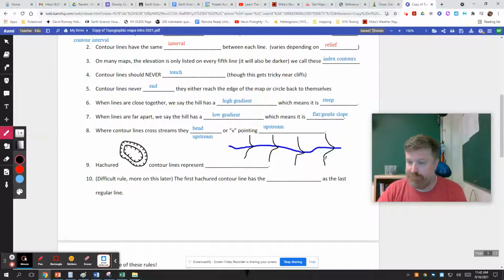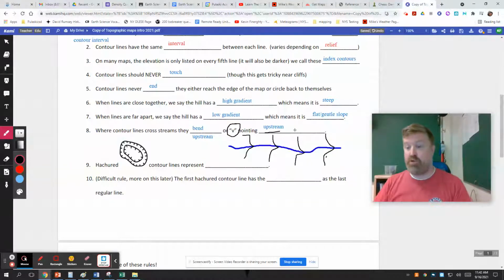All right. If you don't have that, that's no worries at all. The thing to remember, and the thing that's going to come up a lot, and I promise there's going to be questions on this, is that these V's, and you can really call them V's, this is a legal Regents answer, that the V's point upstream, guaranteeing questions on it. I promise. So the sooner we get this down, the better we're going to be.